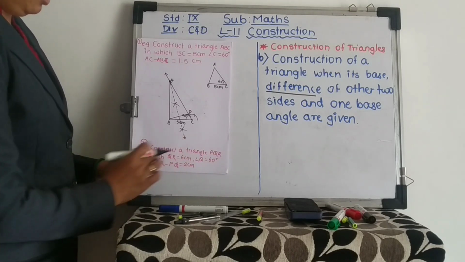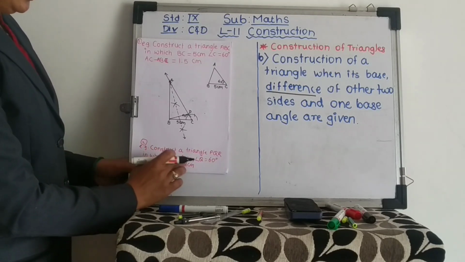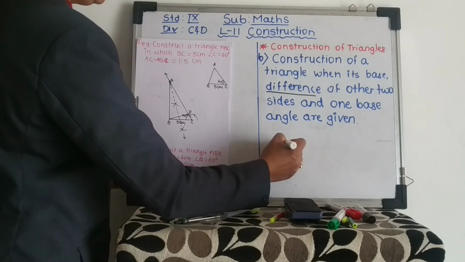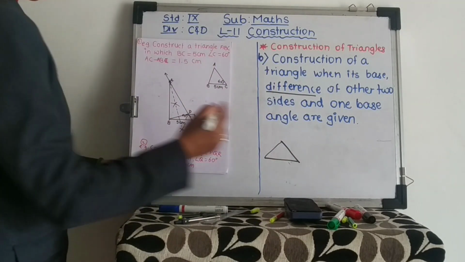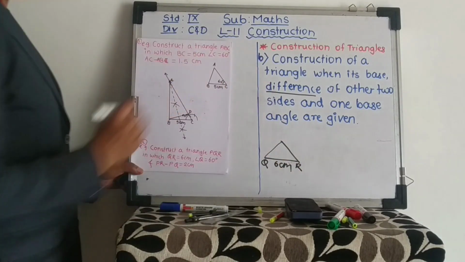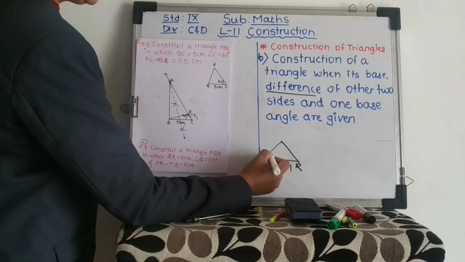Construct a triangle PQR in which QR is equal to 6 centimeter. I'll draw a rough figure here, PQR, let us draw it. QR is 6 centimeter. So QR 6 centimeter, right? Then angle Q is 60 degree.